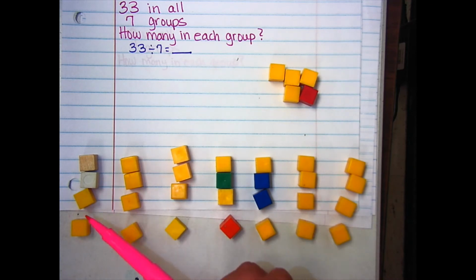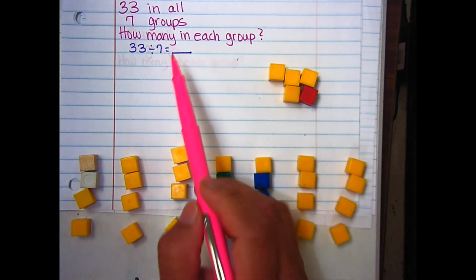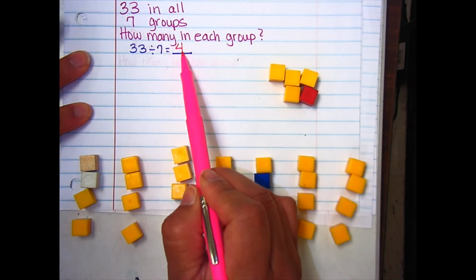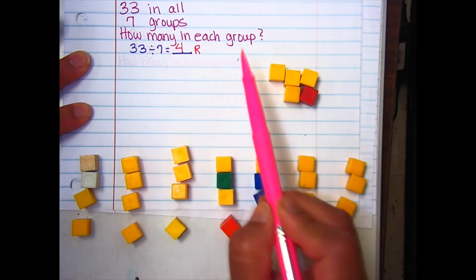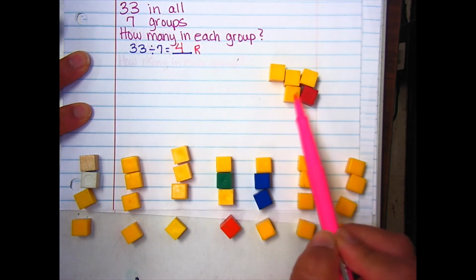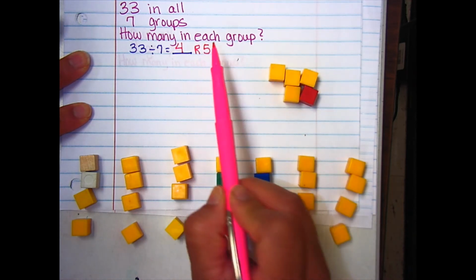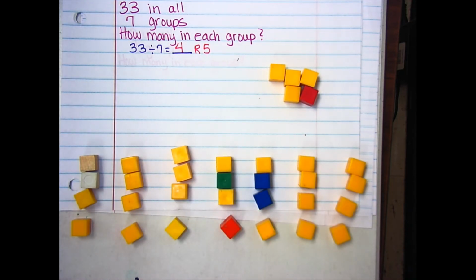So my answer, how many do I have in each group? Well, I have 1, 2, 3, 4. There are 4 in each group. And then I have a remainder, which is my leftover, 1, 2, 3, 4, 5, a remainder of 5, because there was not enough to separate equally into 7 groups.